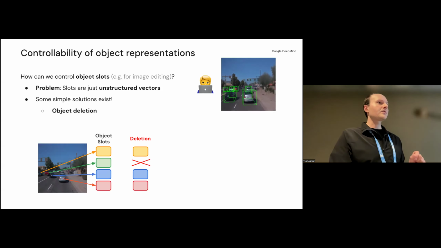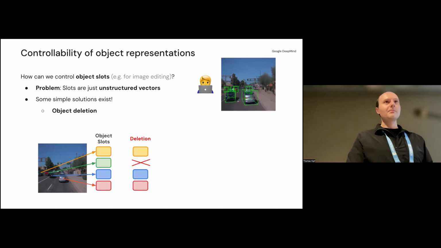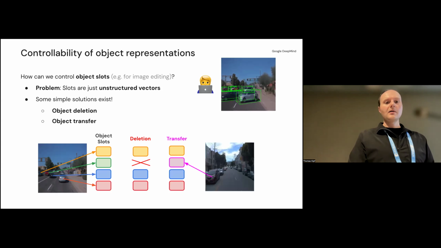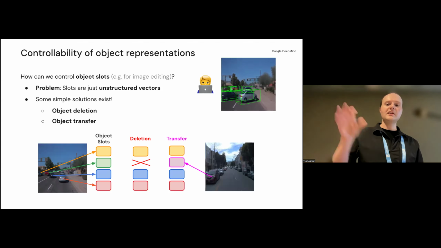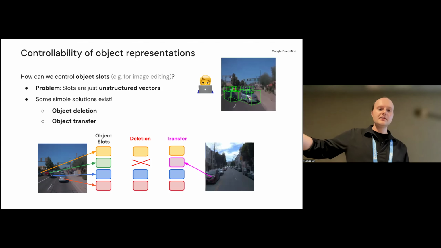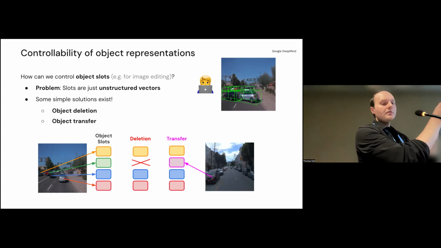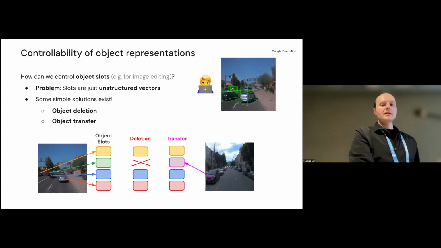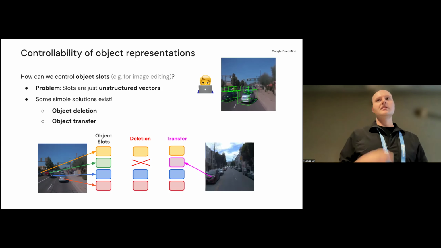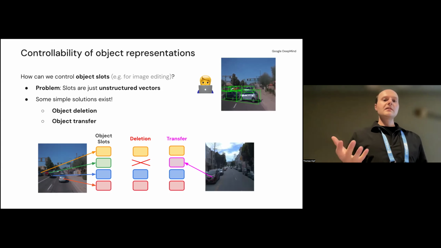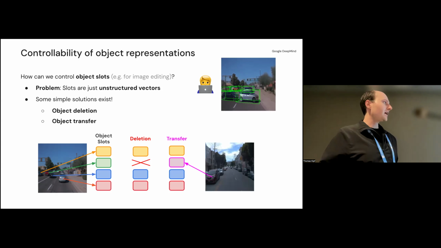You can just remove one of those tokens or slots and see what happens. And very often something interesting happens. So that's good news. Or you can do object transfer, or slot surgery, as we call it. Sometimes you take one token from a different scene, you infer it, and you just plug it into a different representation, and you render that scene again. And typically that object gets kind of teleported into a new scene and rendered in that new scene. So those are the kind of edits you can easily do if you have unstructured vectors.